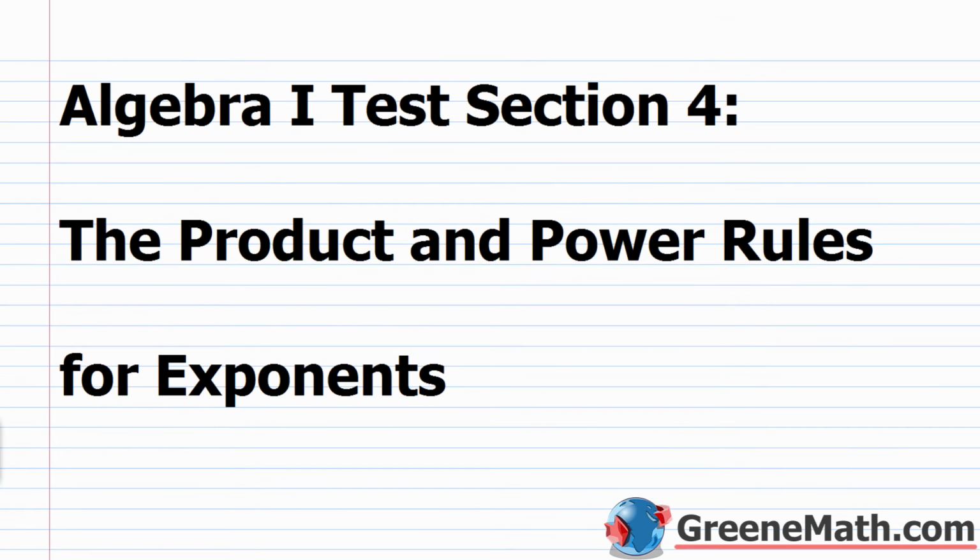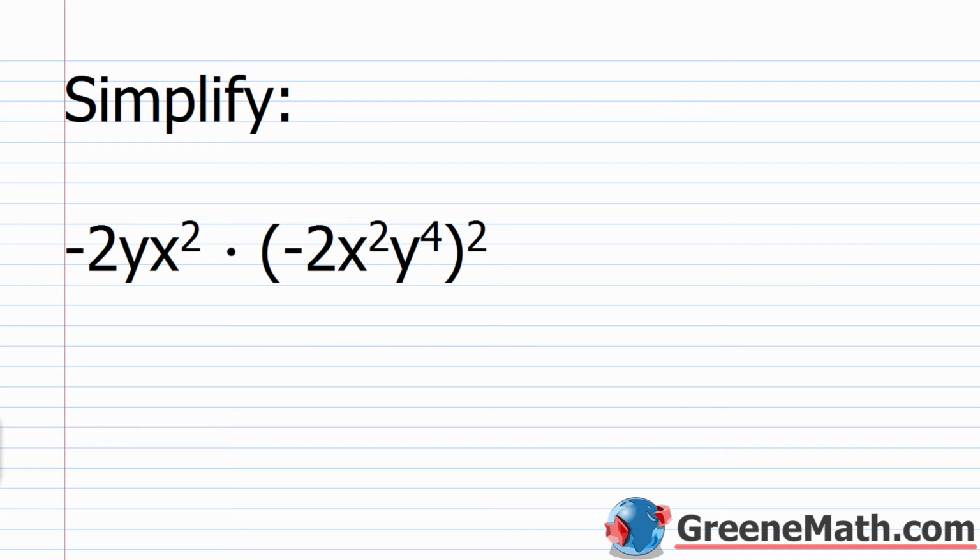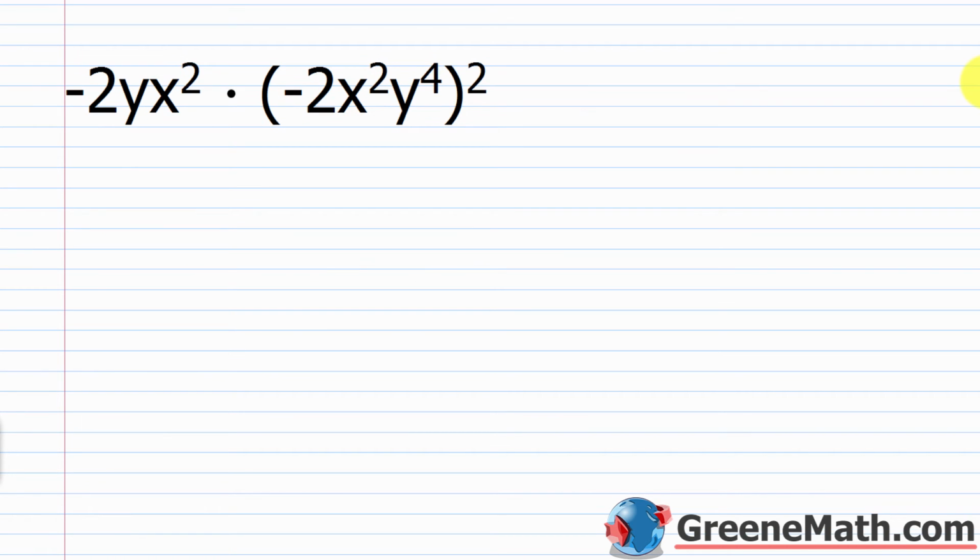Hello and welcome to Algebra 1 Test Section 4 on the product and power rules for exponents. All right, so we want to simplify. So we have negative 2yx squared times, inside of parentheses, negative 2x squared y to the 4th power, and this is squared. All right, so this right here I'm not going to touch for right now, negative 2yx squared.